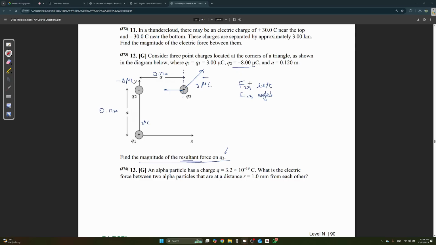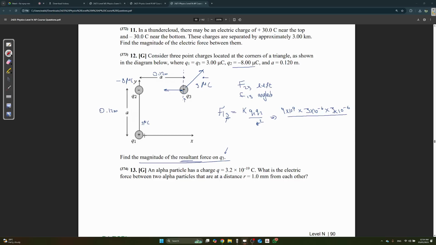Very simple. Okay, so what's the method? Let's first find F13. How do we find F13? Using Coulomb's law to find any force: k Q1 Q2 over r squared. What's k? It's 9 times 10 to the 9. Q1, between 1 and 3, 1 is 3 times 10 to the minus 6, times Q2, which in this case is the third object, so 3 times 10 to the minus 6, over r squared.